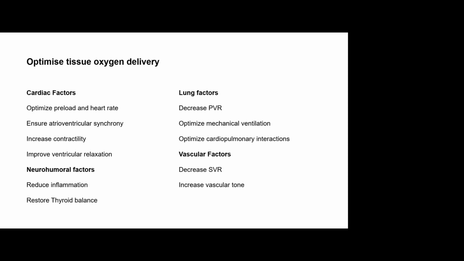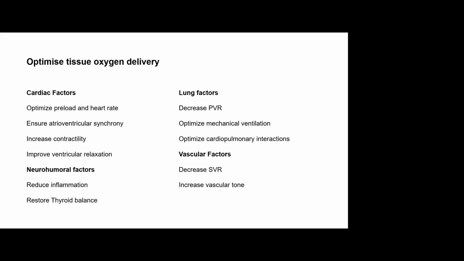In the factors which optimize the tissue oxygen delivery, we look at the cardiac factors. We can optimize preload, heart rate, maintain the rhythm, contractility, and ventricular relaxation. All this can be done by the vasoactive agents. For the lung aspects, we can reduce the PVR, using drugs which will drop the pulmonary vascular resistance. We can optimize the mechanical ventilation and other cardiopulmonary interactions, like managing the ventilatory pressures and the PEEP.